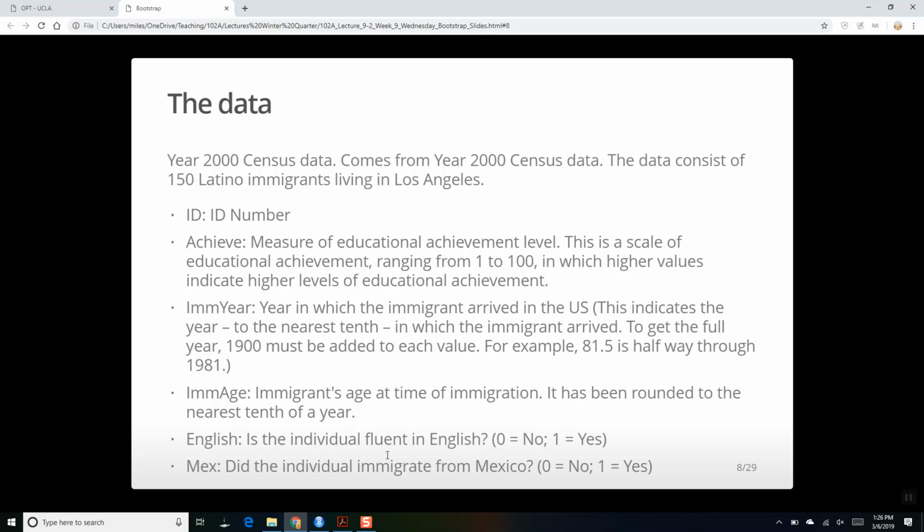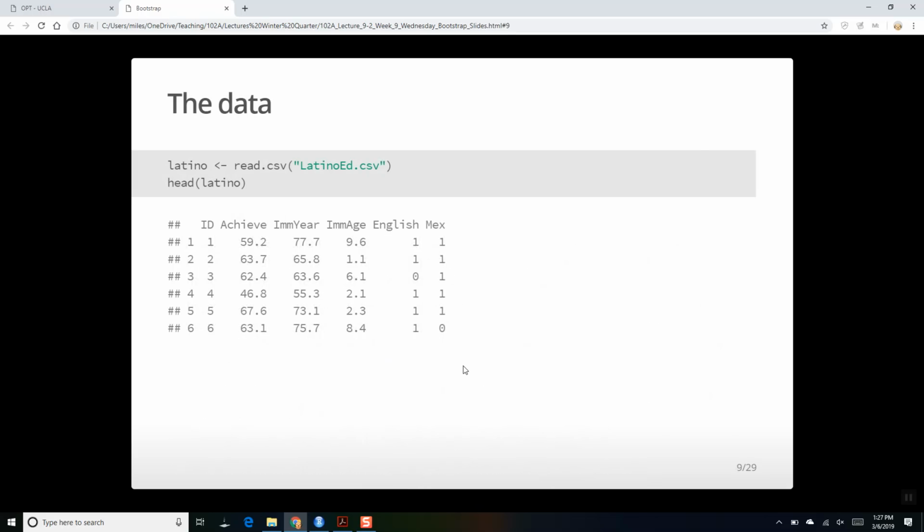And then the other variable that we're interested in is, did the individual come from Mexico, yes or no, okay? So 0, no, would be they came from a different Latin American country. There are other questions too, like the age at the time of immigration, when they arrived in the United States, and whether they are fluent in English. But we are not interested in those variables. And so here's just the first 6 rows in our data.